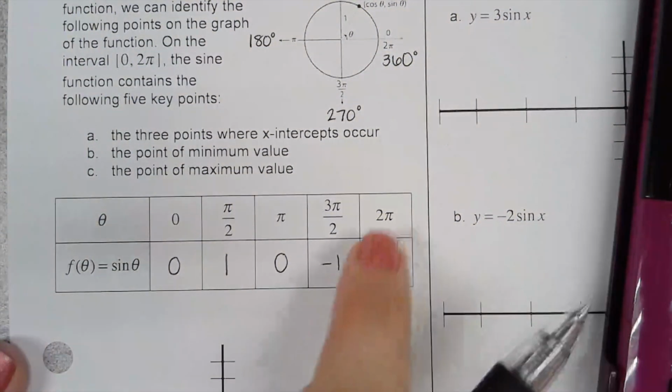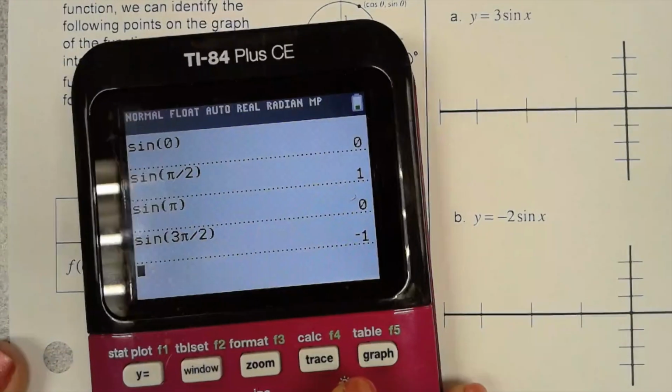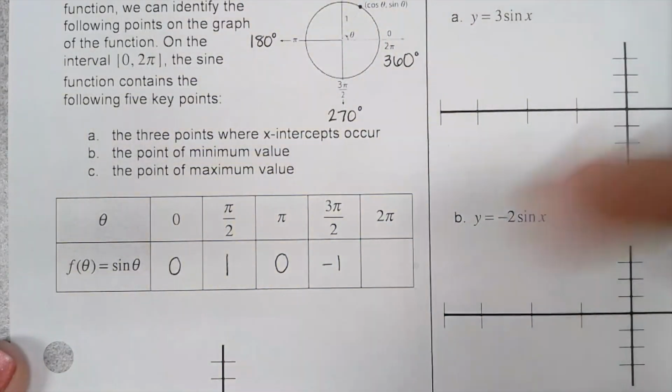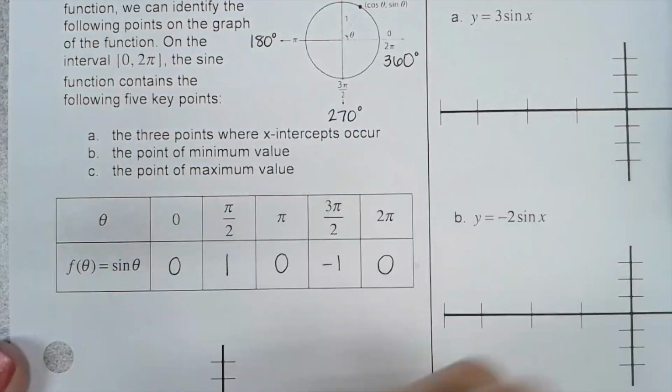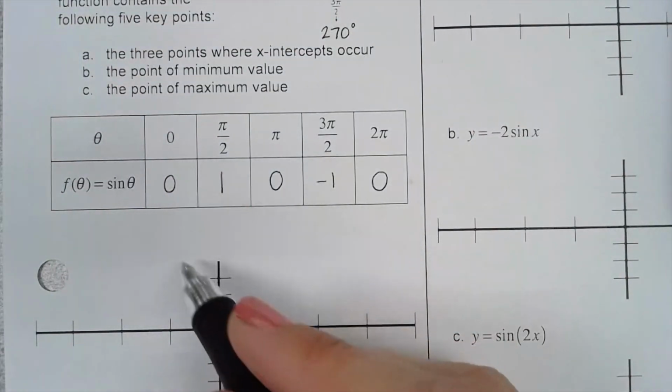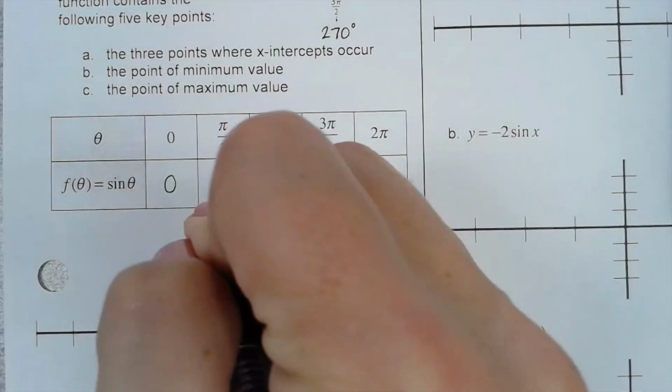And then when I go back to 2 pi, it's going to give me the same thing that I got at 0. The sine of 2 pi radians gives me 0 again. And then after that, the cycle would just continue. So for sine, this is the graph of y equals sine of x.